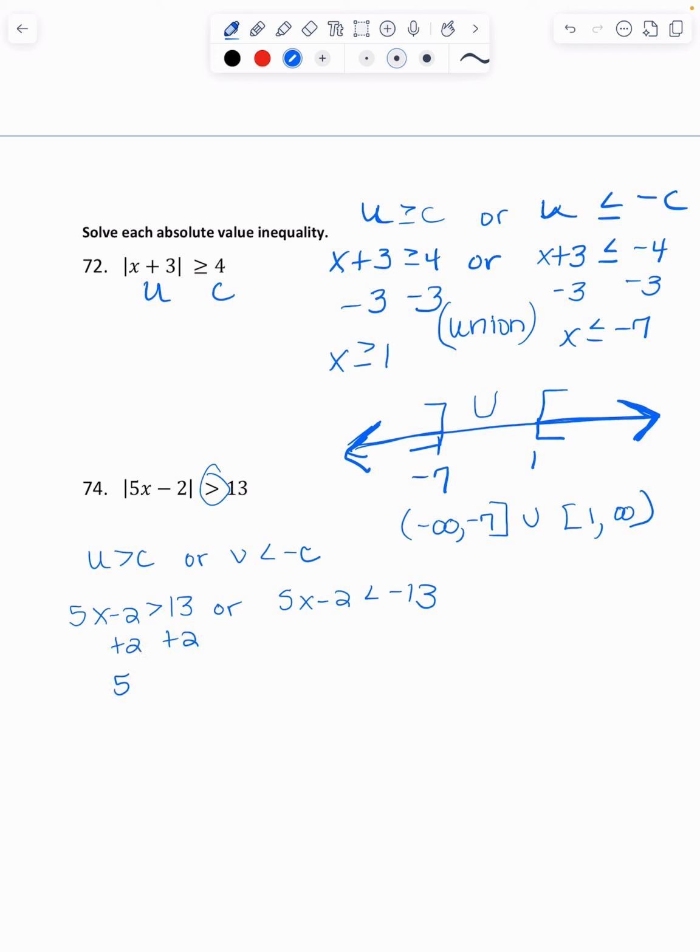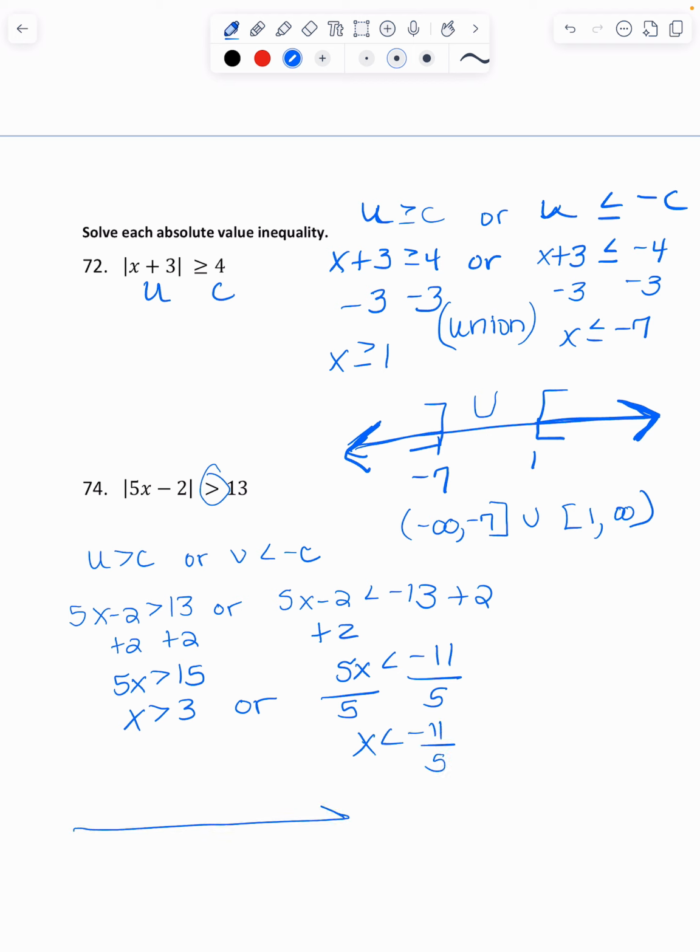This gives me 5x is greater than 15. Divide both sides by 5. So x is greater than 3. Or 5x is less than negative 11. Divide both sides by 5. I can't simplify that, so I'm going to leave that fraction reduced.